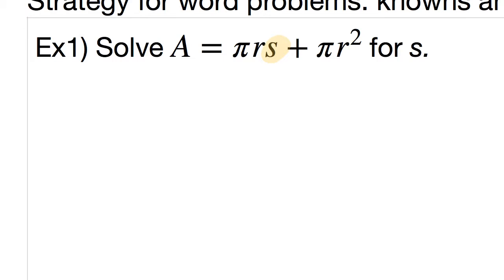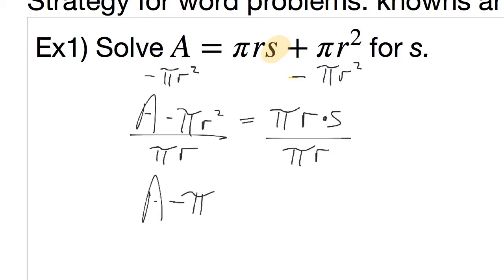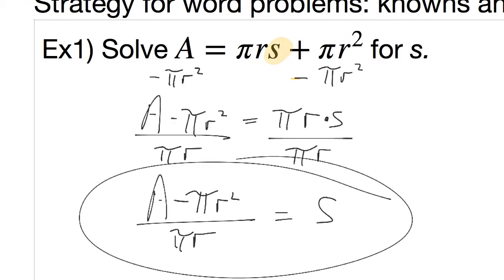Well, we have to undo the subtraction first. So we subtract, hold on, that's not the right color. Subtract pi r squared from both sides. We get A minus pi r squared. Again, we're just rearranging this equation so that S is all by itself. Then we need to undo this multiplication with division. Divide both sides by pi r. We get A minus pi r squared all over pi r, and that is equal to S. We've solved it. Another one bites the dust.